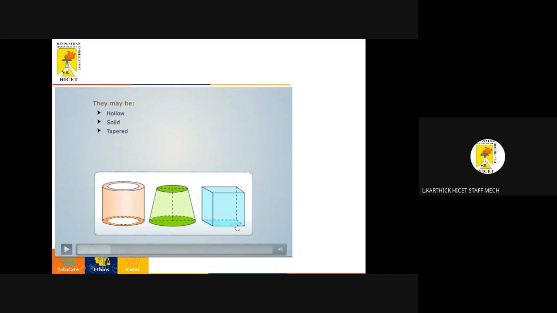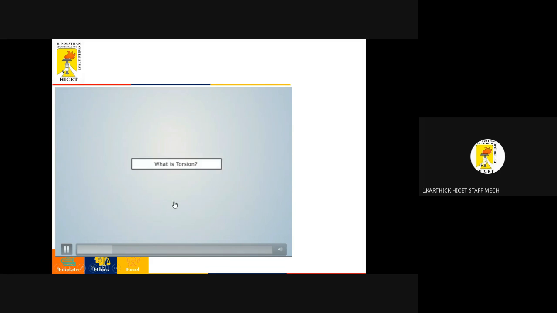So the shafts may be a solid shaft, a hollow shaft, or a tapered one. In the previous video, I explained what a solid shaft and a hollow shaft are. So which one is better? In terms of strength, the hollow shaft probably has better performance than the solid shaft. These are the different shapes of the different sections: hollow, solid, and tapered.